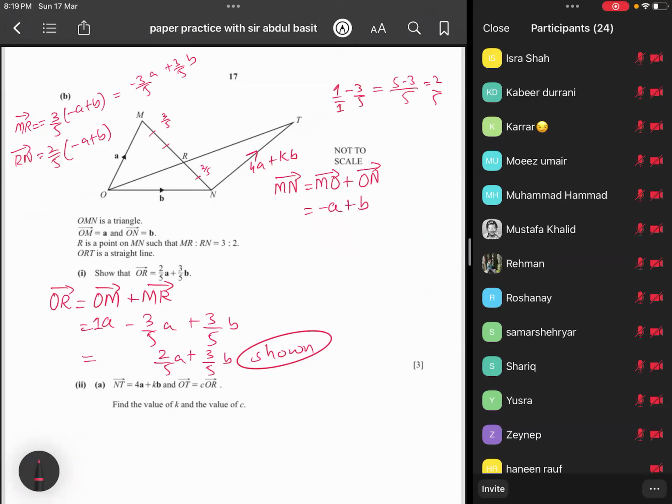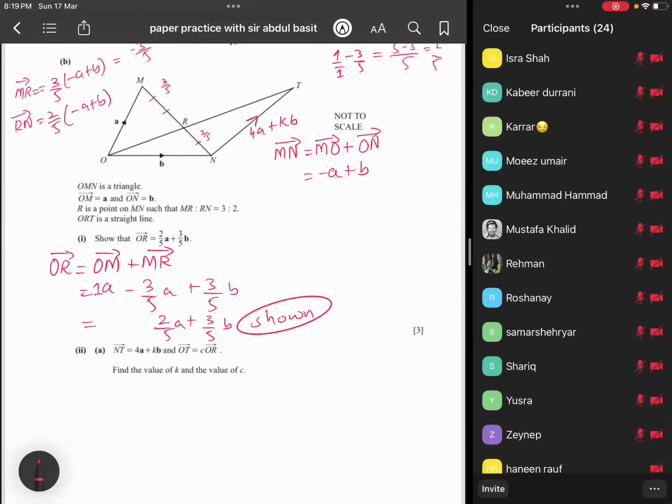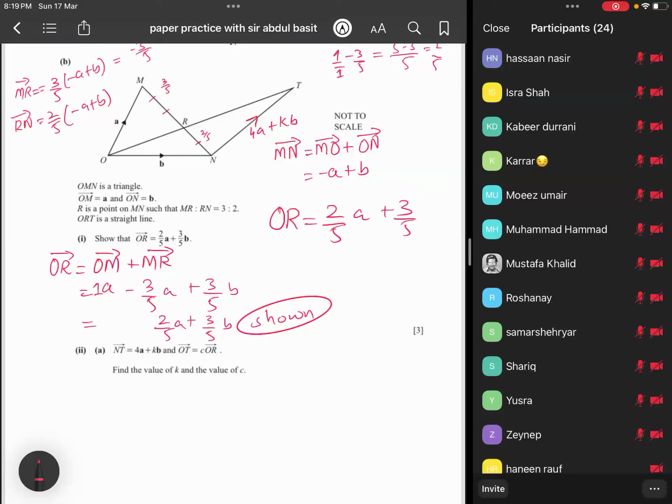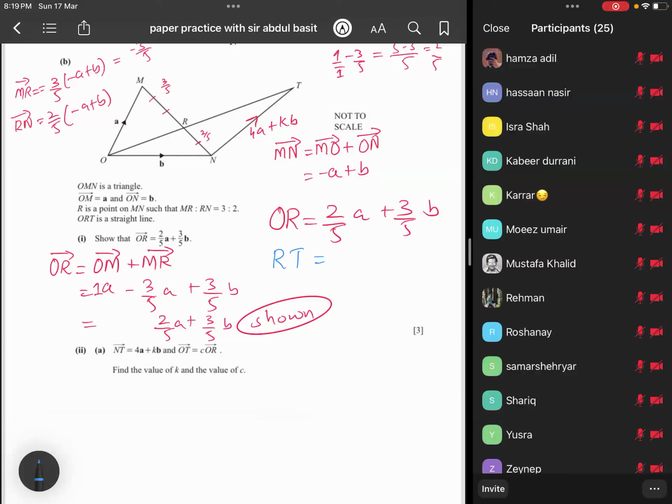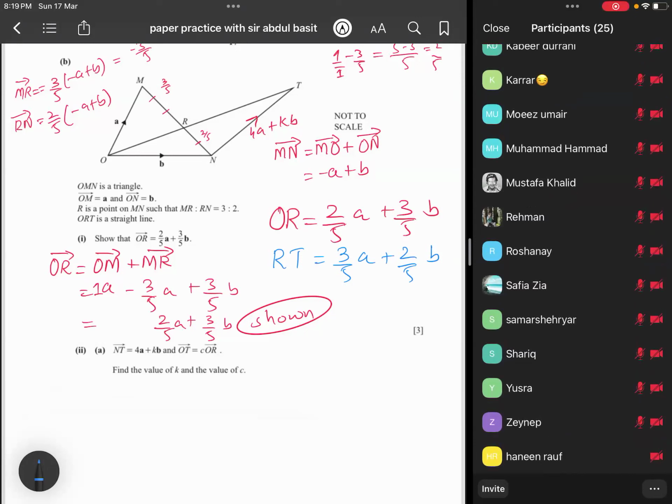Look at OR please. OR is right in front of you. It is 2 out of 5a plus 3 out of 5b. Yes or no? Yes, sir. Can I say that RT would be 3 out of 5a plus 2 out of 5b? Can I say this? Yes, sir.